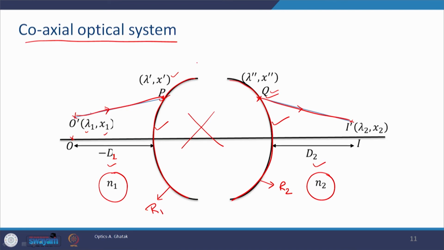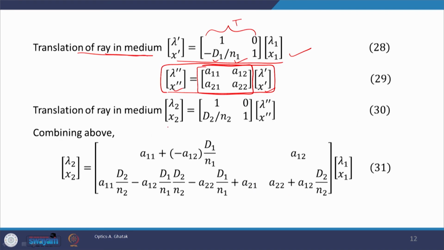Now, for the third case, which is again translation from Q to I prime, we can again write this matrix equation, where the second translation matrix, this T, can be written very easily, where d2 by n2 is nothing but d2, the distance of the image from the right refracting surface, and n2 is the refractive index of the medium which is on the right side of the optical system. If we know this, then we will combine equations 28, 29, 30 as we did previously.